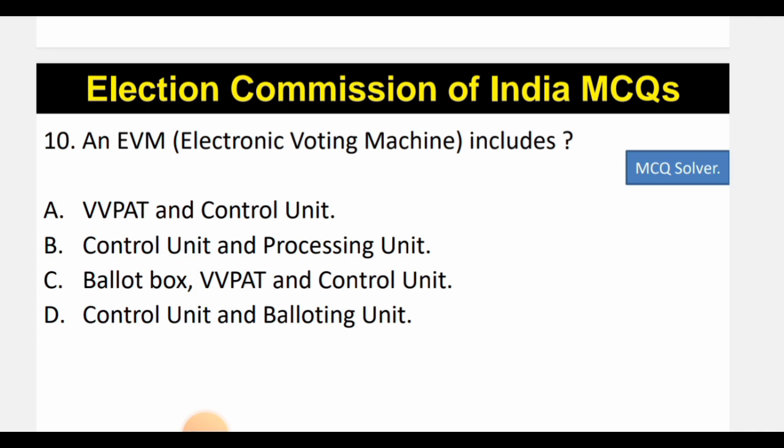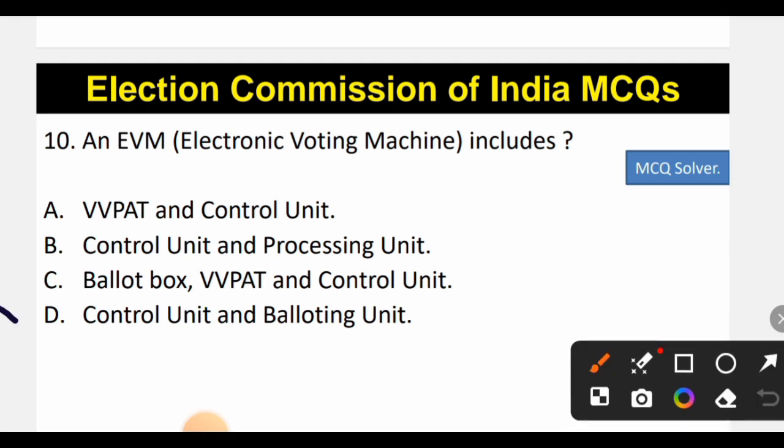An EVM, electronic voting machine, includes. The correct option is option D, that is control unit and balloting unit. Through the balloting unit you cast your vote, you give vote to the candidate, and the control unit records those votes. Now these two machines both are known as EVM.